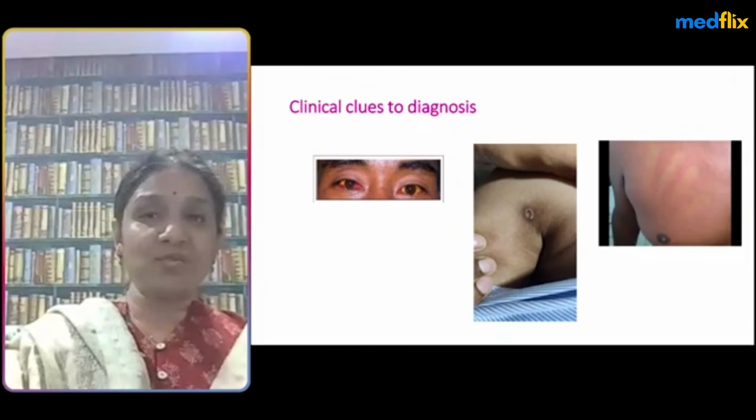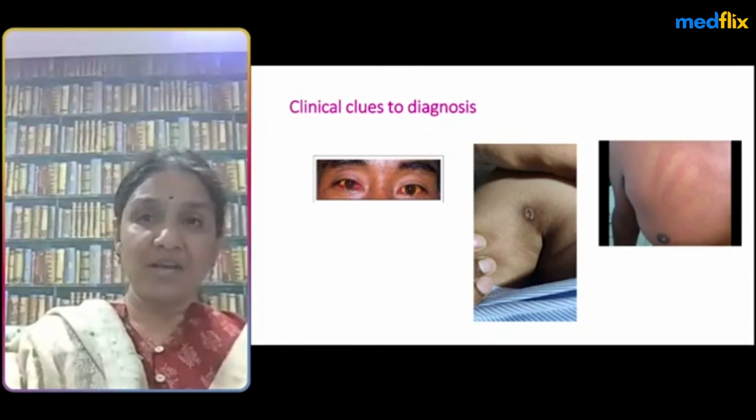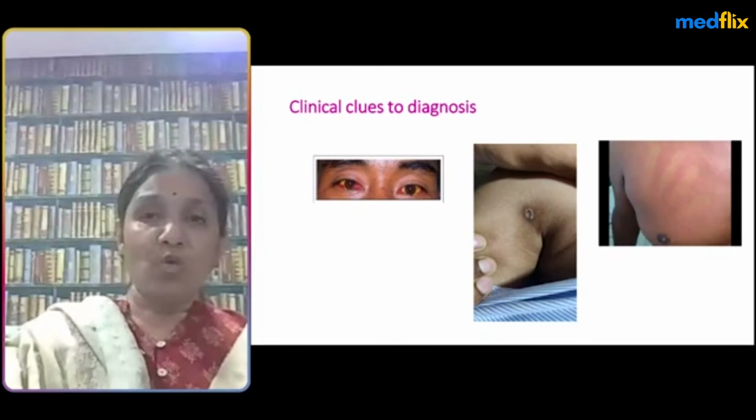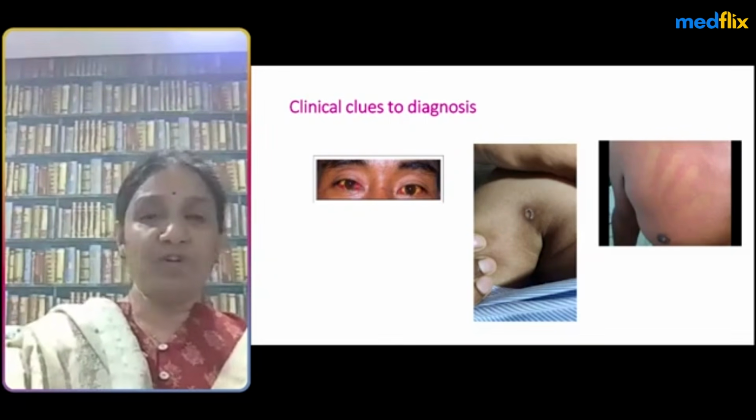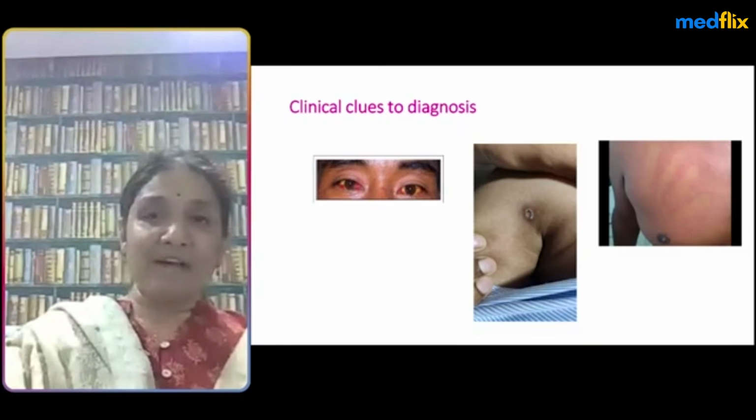So if you have a jaundice with this kind of conjunctival hemorrhage, you are probably dealing with leptospirosis. This was a patient, a child who had fever, and we had this lesion in the axilla. And the moment we saw this lesion, we knew this was an eschar, just sloughed off, and we knew we were dealing with a case of scrub typhus.